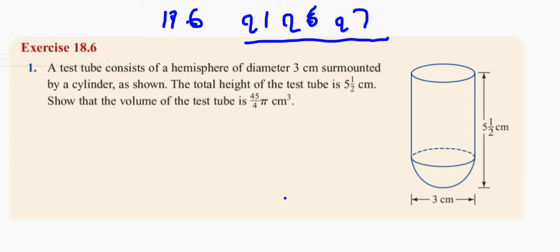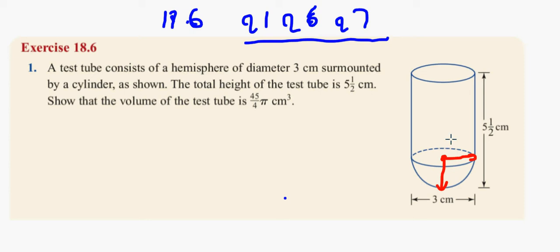A test tube contains a hemisphere of diameter 3 surmounted by a cylinder. Now, here's the trick here. Distance from here to here, anybody? Or here to here? It's 1.5. Why is it 1.5 again?